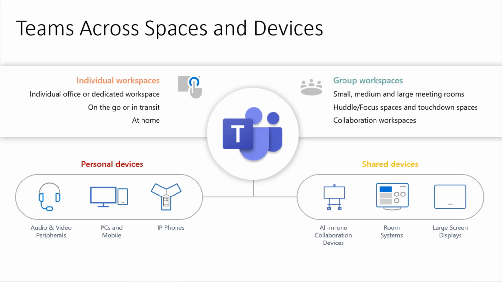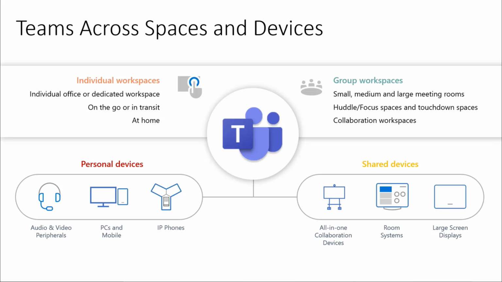The other side of it is group workspaces. So what we tend to do is a bit of inventory around the meeting rooms that you have. Do you have huddle spaces? Do you have common areas like a reception area? Do you have a small meeting room? Do you have large meeting rooms? And what type of devices there should we be using?